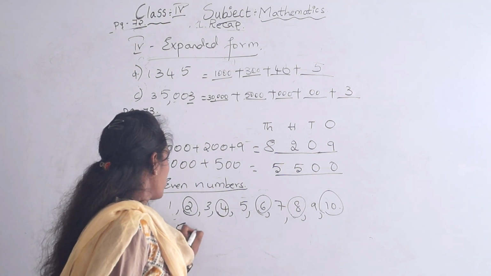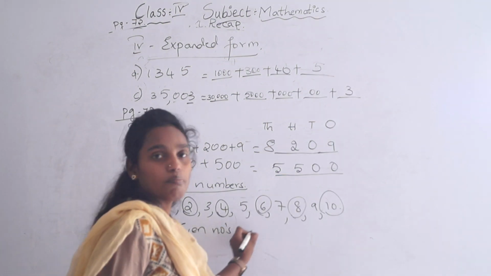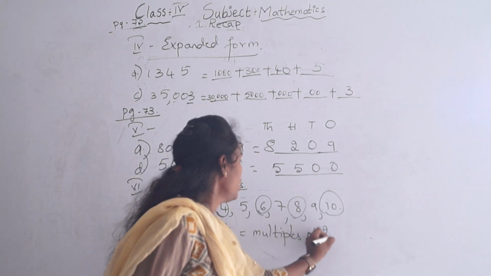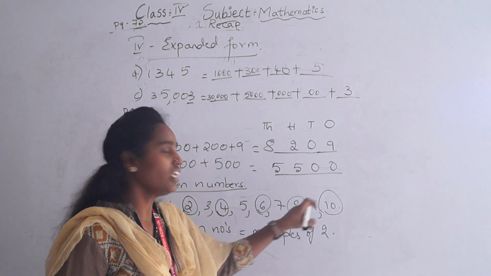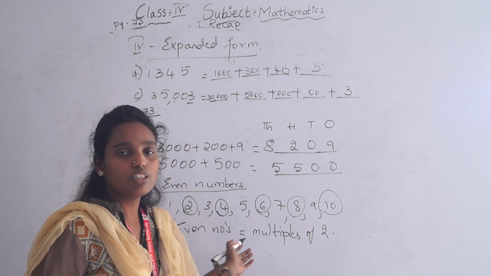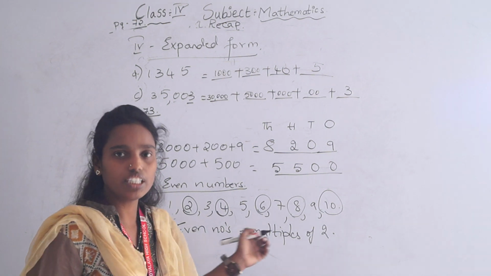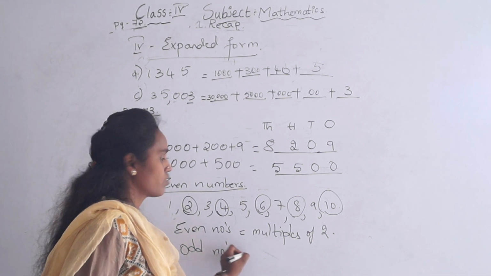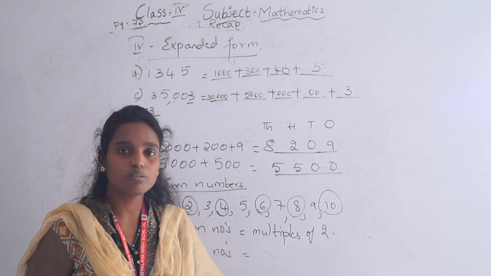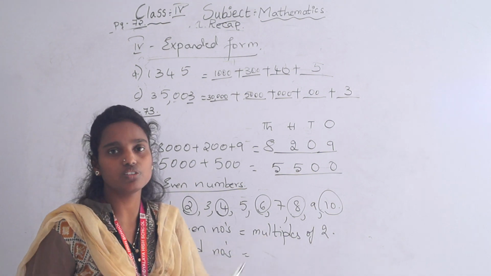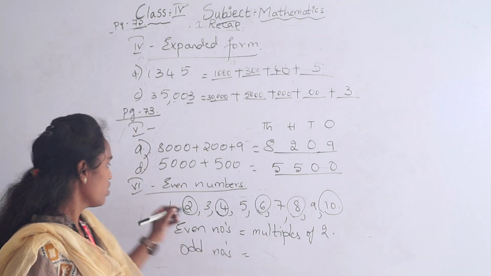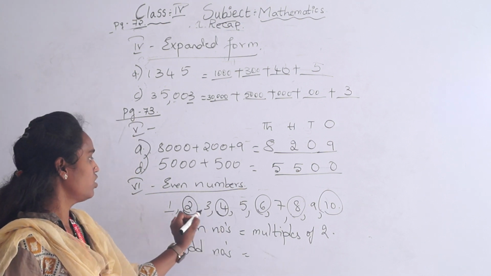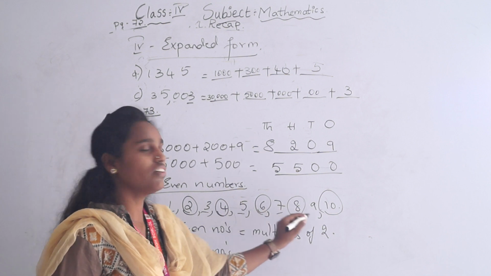So we can assume simply that even numbers means multiples of 2. That is nothing but 2, 4, 6, 8, 10. These all are multiples of 2 and these numbers are called even numbers. Okay, what are odd numbers? The numbers which are not multiples of 2 are nothing but odd numbers. It means the remaining ones which I have not circled are odd numbers. What are the numbers? 1, 3, 5, 7, 9.